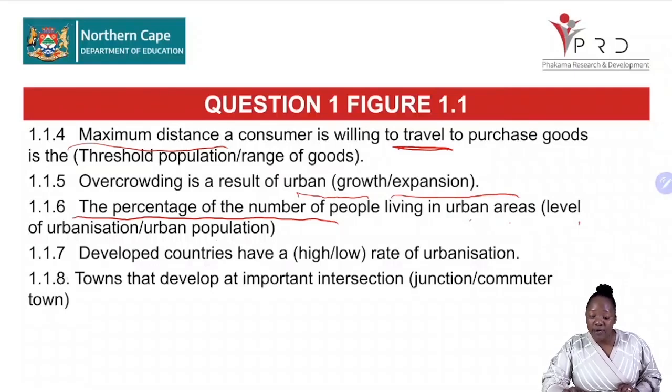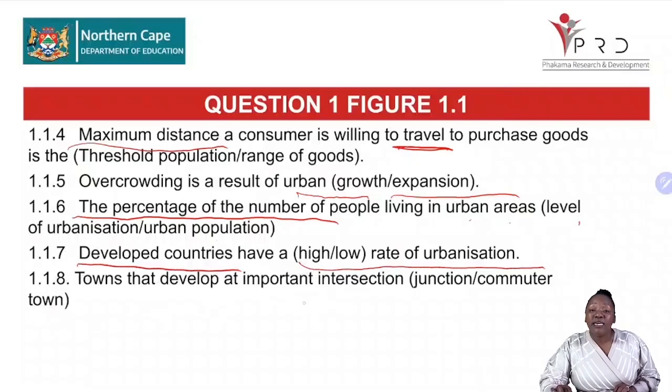Then question 7, developed countries have a high or a low rate of urbanization. The key is the developed countries. In grade 9, we have learned what kind of countries are called developed. Does it have a high or a low rate of urbanization? Then your last question, towns that develop at an important intersection. So we are talking about the towns that develop at the important intersection. We have junction as well as the commuter town.